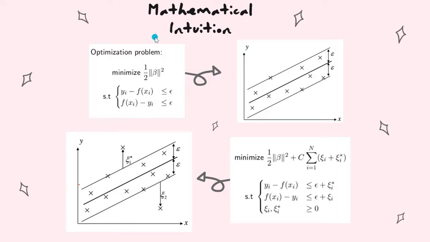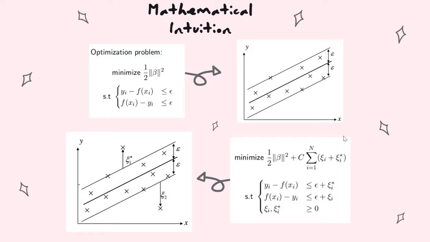So we have to minimize half of norm beta squared, such that yi minus f(xi) is less than or equal to epsilon, and f(xi) minus yi is less than or equal to epsilon. With a defined epsilon, this problem is not always feasible. So we also want to allow some error. So here we use the slack variables psi and psi star.